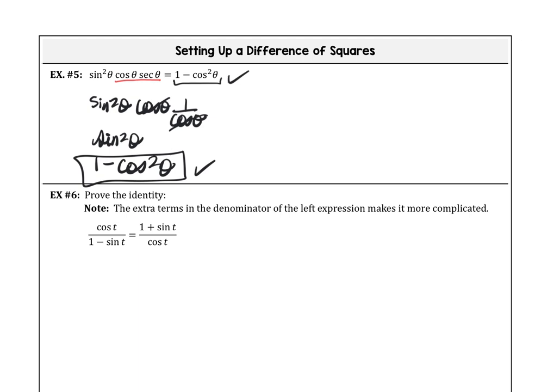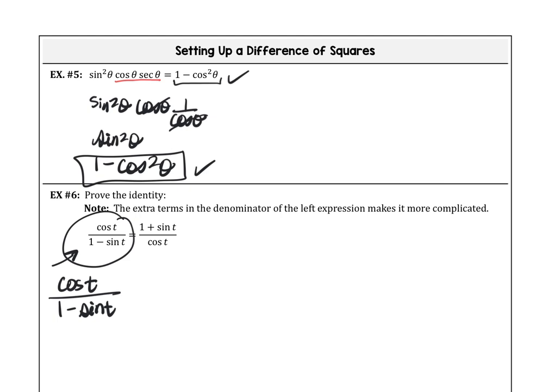It says the extra terms in the denominator of the left expression make it more complicated, because they both look complicated, that's sure. But this one is more because the denominator has more than one term. So let's see, we're going to have cosine t over 1 minus sine t. And notice that we can't write it in terms of sine and cosine, because it already is. There's nothing we can cancel. There's no identity we can throw in here to simplify.